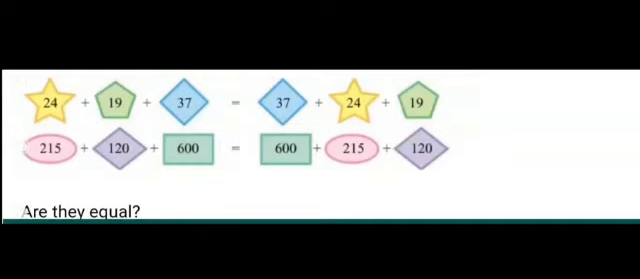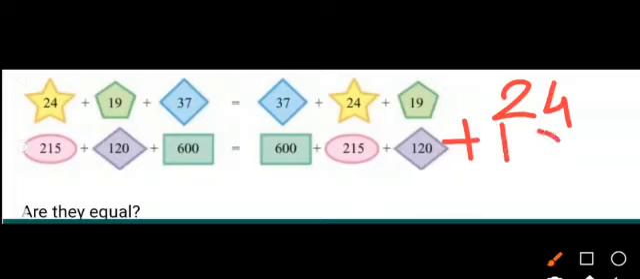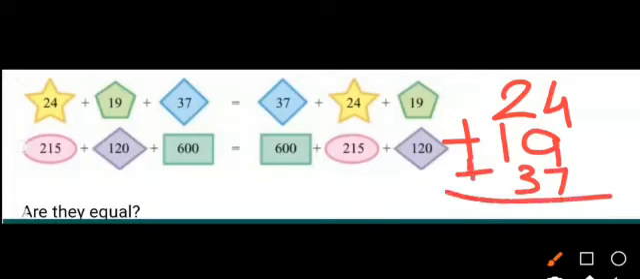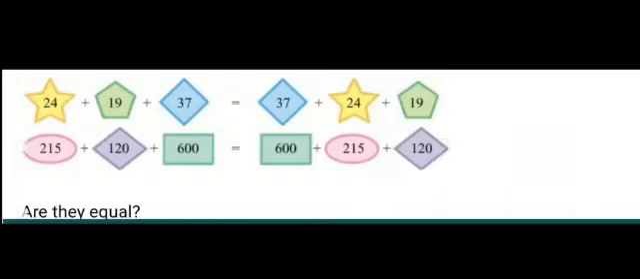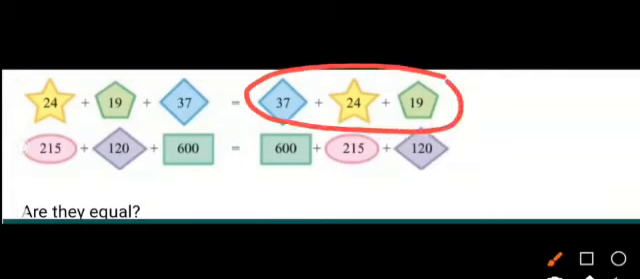Both of them are equal because we are adding the same numbers on both sides. Suppose 24 plus 19 plus 37. After adding these three numbers, we get 80. And the same answer, 80, we will get after adding the right hand side also. So we can say that in addition, order doesn't matter.